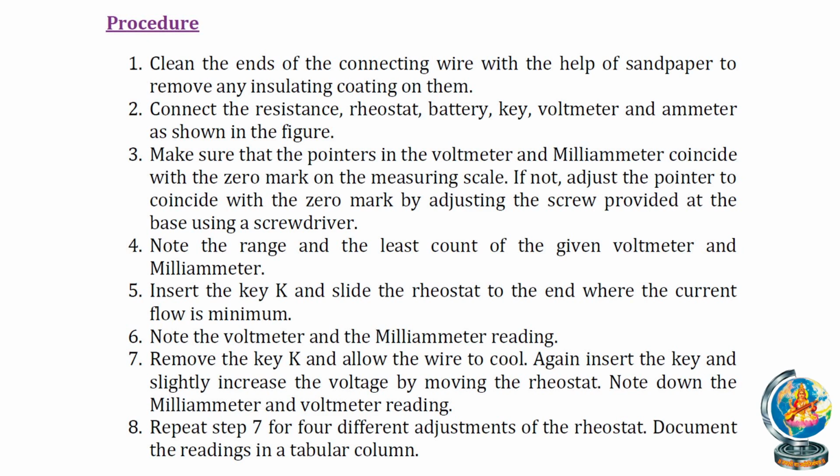Next, the fourth point is to note the range and least count of the given voltmeter and milliammeter. You need to check the range of the voltmeter and milliammeter and calculate the least count for the same. Fifth point, insert the key K and slide the rheostat to the end where the current flow is minimum. Sixth, note the voltmeter and milliammeter readings. You need to note down the reading of the voltmeter as well as the corresponding reading of the milliammeter. Seventh, remove the key and allow the wire to cool.